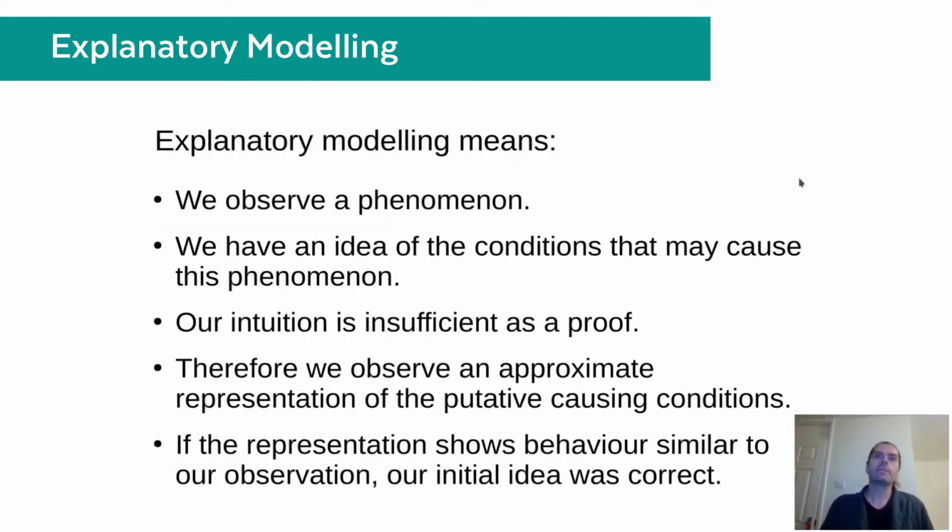Explanatory modeling really means that we observe a phenomenon, we have an idea of the conditions that may cause this phenomenon, so the conditions that have to be prevalent and the causality that causes the behavior that we observe, but our intuition is insufficient as a proof, so we can't just conclude from that idea that it has to be true. Therefore, we need to replicate the conditions in some kind of approximate representation, either formal or physical, and then run it to see if the behavior that we observe, that we want to prove, actually occurs in that representation.